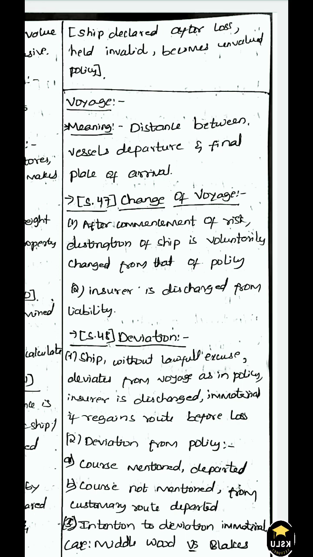Section 47. Change of voyage. So what is a change of voyage? After commencement of risk, the destination of the ship is voluntarily changed from that of the policy. So the risk of the insurer has started, the ship is on voyage, it is sailing, but the destination of the voyage is changed. If the destination of the ship was, suppose, A, but the ship changes its destination to B, then the policy will be void and the insurer will be free from his liability. The insurer is discharged from his liability if there is a change of voyage.